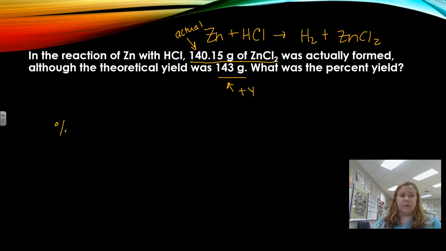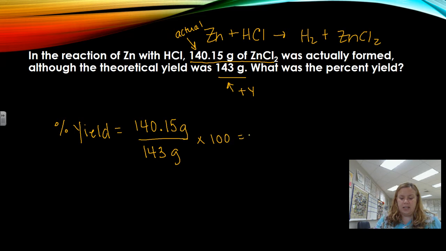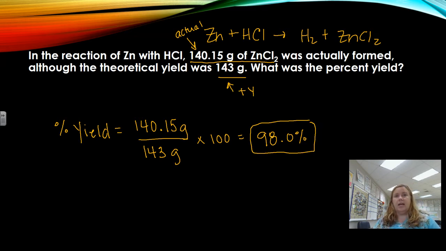So we're just going to do a simple calculation. Percent yield equals our actual yield, which is 140.15 grams, divided by our theoretical yield, which is 143, times 100 just to get it into percent. If I go through and calculate that, I would get 98.0%. This right here is an excellent yield.